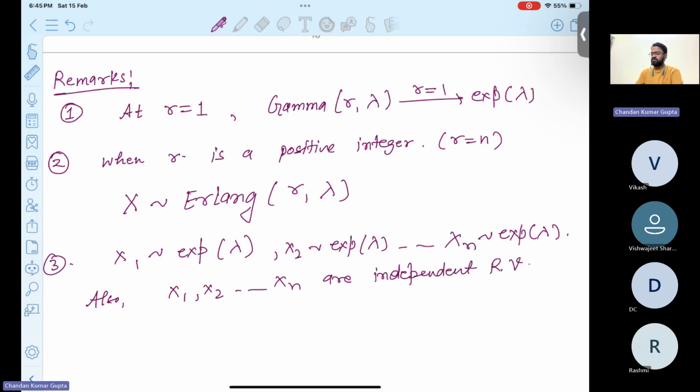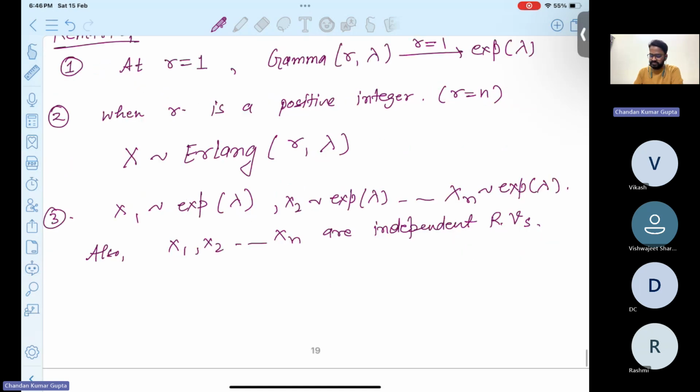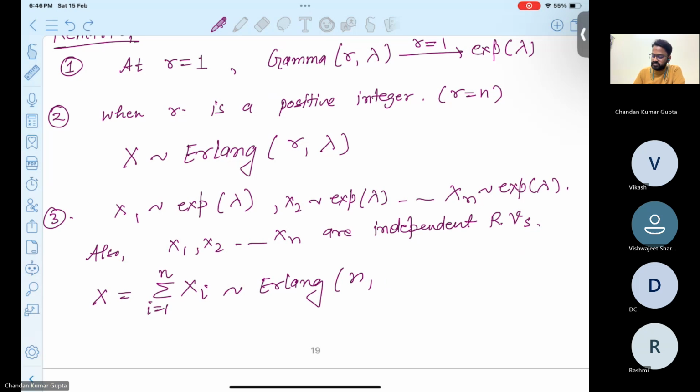If these are independent random variables, then X, defined as the summation of Xi, follows a gamma distribution with parameters n and lambda. Since these are exponential distributions, X1, X2, and so on, it is the Erlang distribution, whichever you want to write, with parameters n or r and lambda.